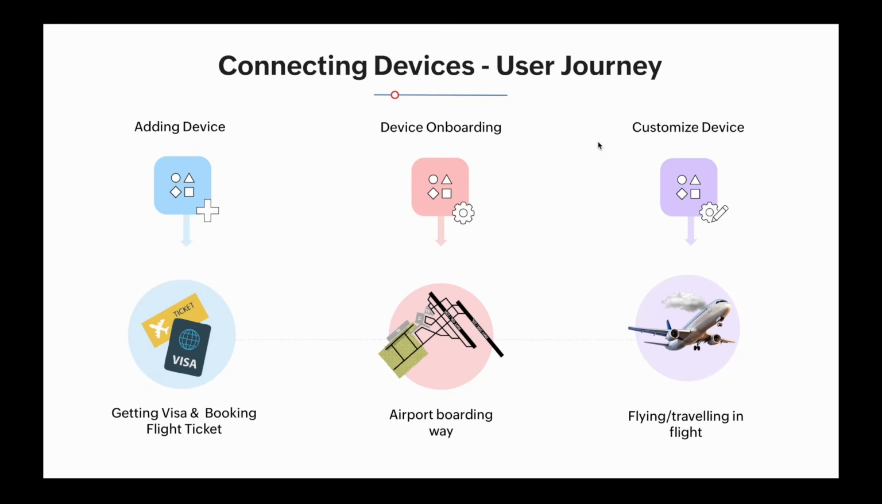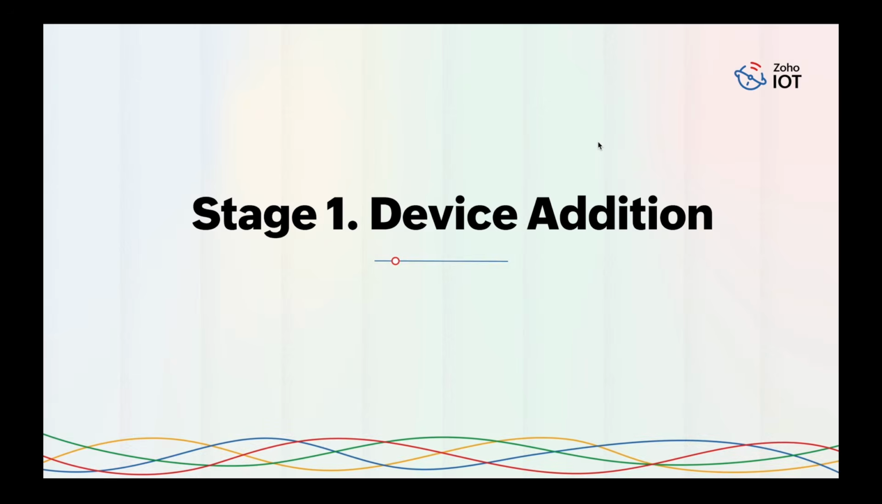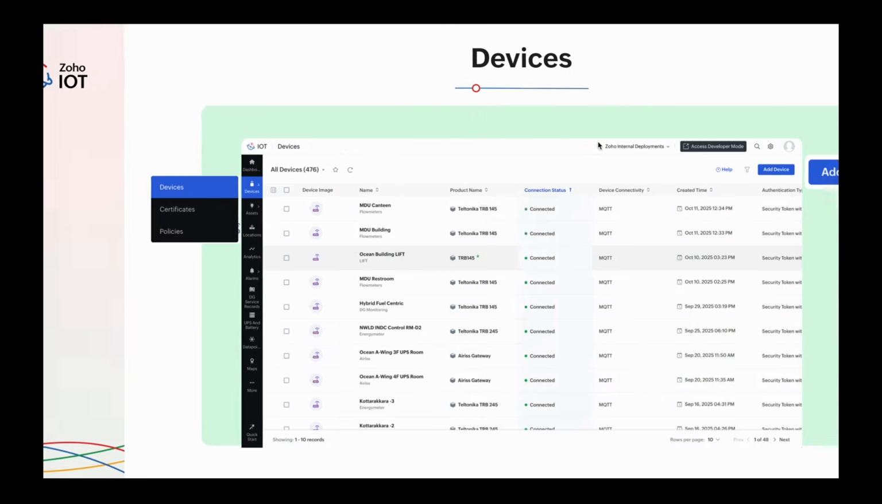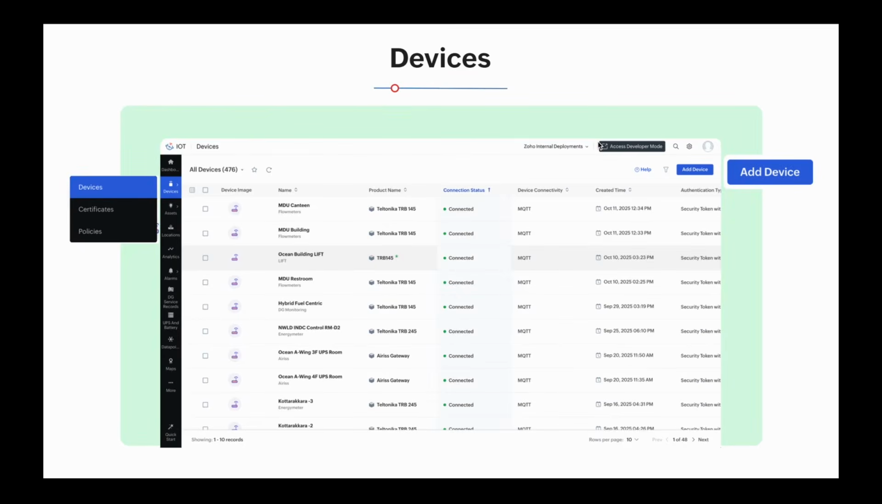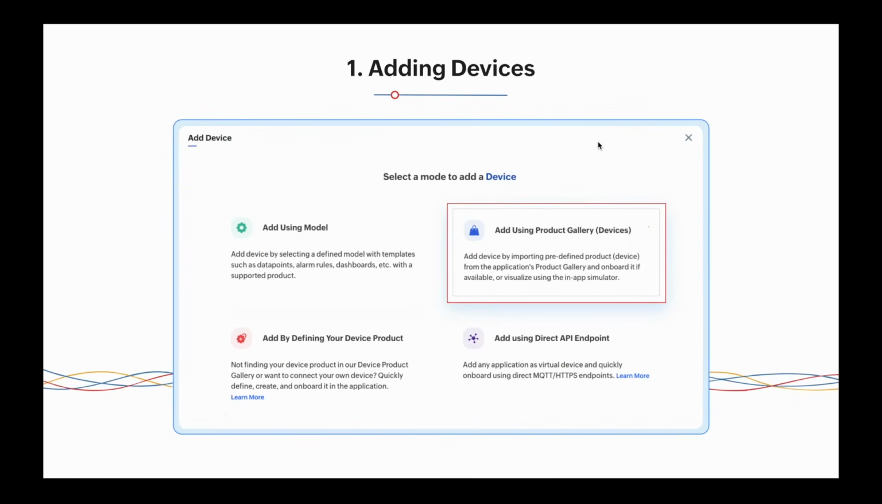So with that analogy, we can enter into the device addition first stage. Here the devices are listed in your end application under the devices menu, and in the devices menu you would also see other submenus like certificates and policies. These are for secure authentication. These client certificates and authorization policies are defined for the devices as such, and you see an add device button on the right side. Once you click on add device, there are a few options to add the devices.